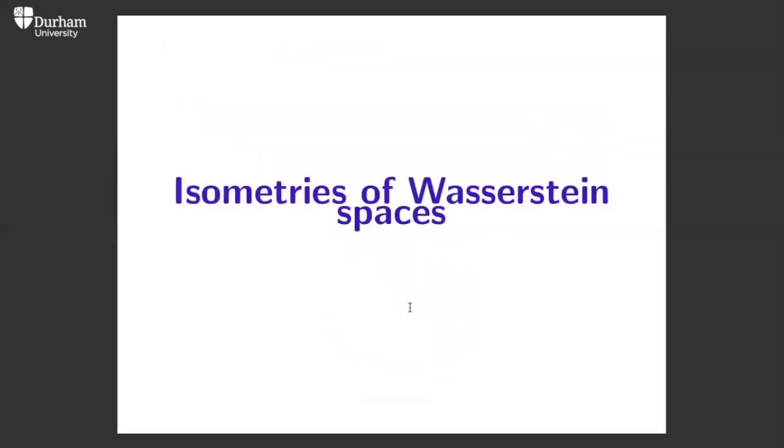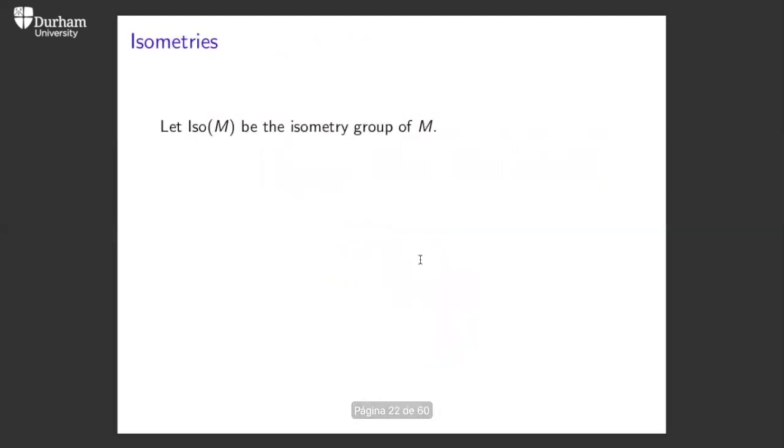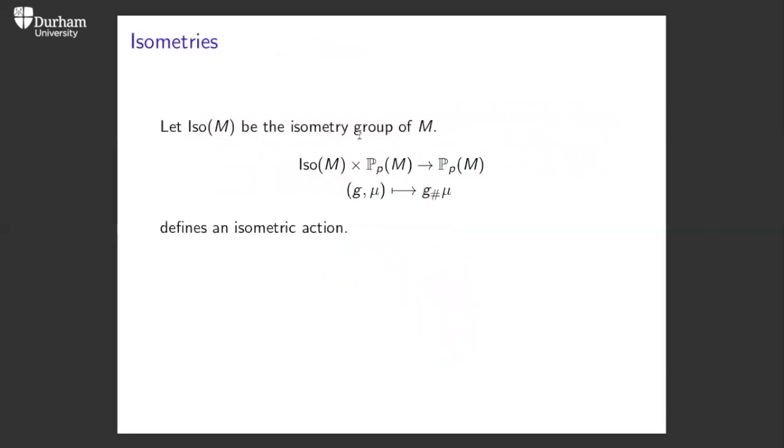Okay, and now on to the main problem, isometries of these spaces. Let's consider the following. Let Isom(M) be the isometry group of M. I can define an action in this way. For any isometry g and every measure mu, I send it to the push forward by this map g. This will define an isometric action.